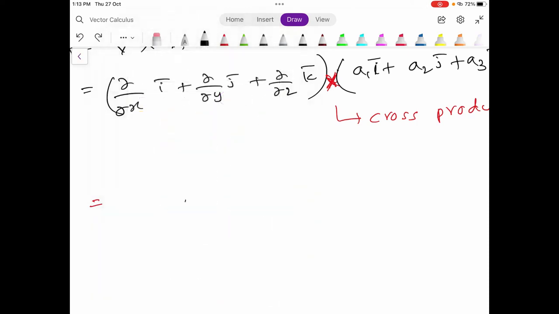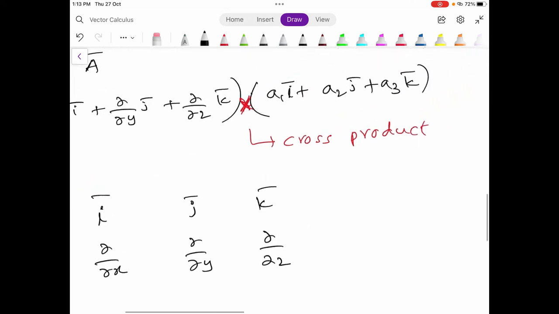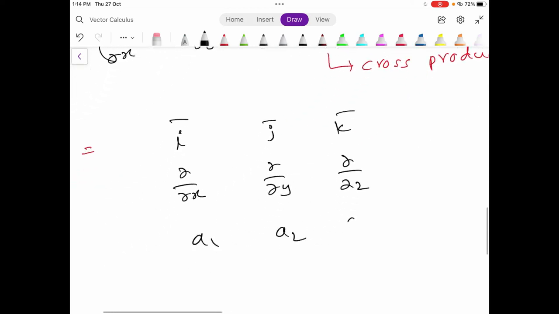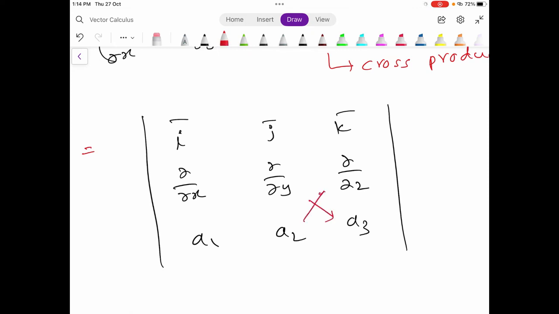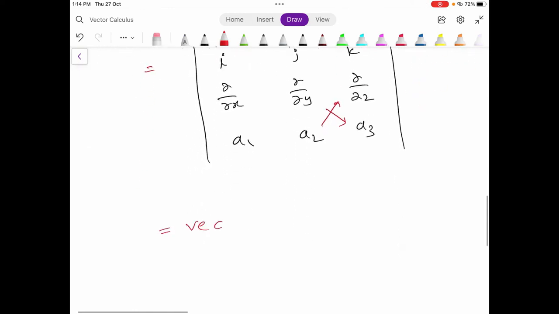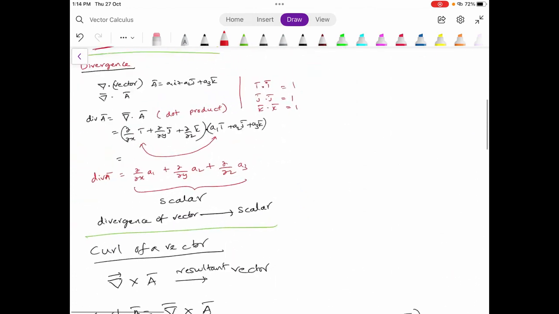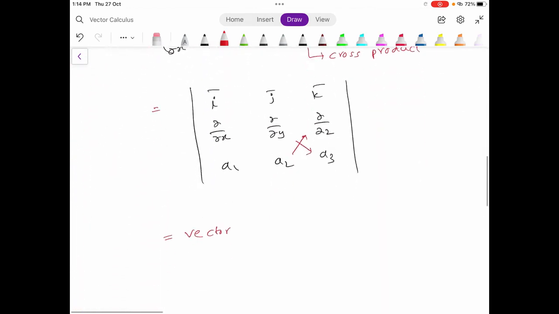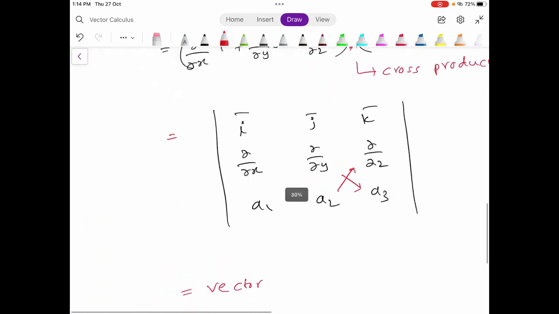i bar, j bar, k bar in the first row, and next to them dou by dou x, dou by dou y and dou by dou z. Next, here what are there? a1, a2, a3. You have to find the determinant, then you will get the curl. So you will get an answer, a vector. This is about the gradient, divergence and curl of a vector.